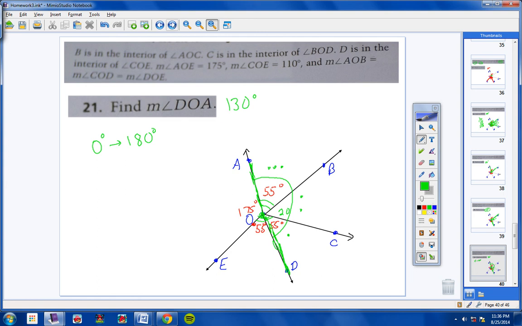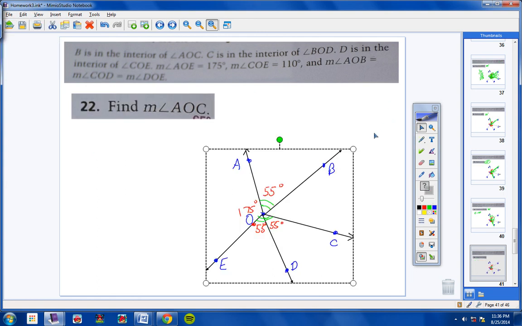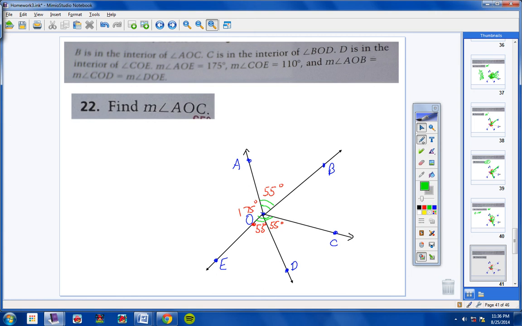And then number 22, they want us to find the angle of AOC, okay? So A, down to O, and then over to C. So we take this angle here with one dot and this angle here with two dots. And remember earlier we found out this is 20 degrees. And if you add those two together, you will get 75 degrees.